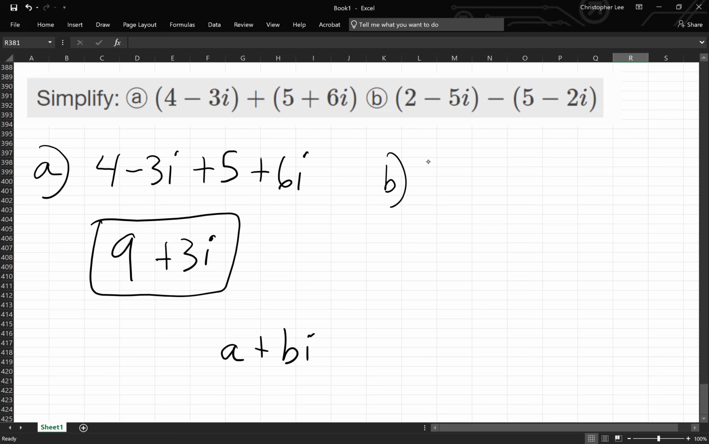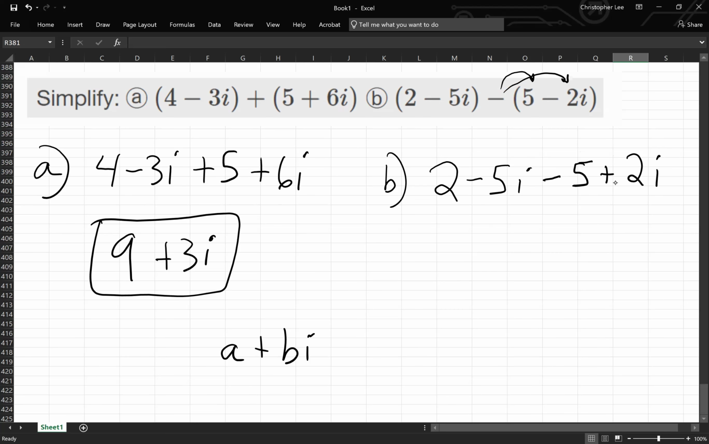Now B is a little bit different. Look at this, right? This is 2 minus 5i minus 5 minus 2i, right? So I could keep the left-hand side the same, 2 minus 5i, no problem there. But this minus, I'm gonna have to distribute it accordingly. So the negative times 5 gives me negative 5, and the negative times negative gives me a positive 2i. Now, when you have that, just combine like terms.